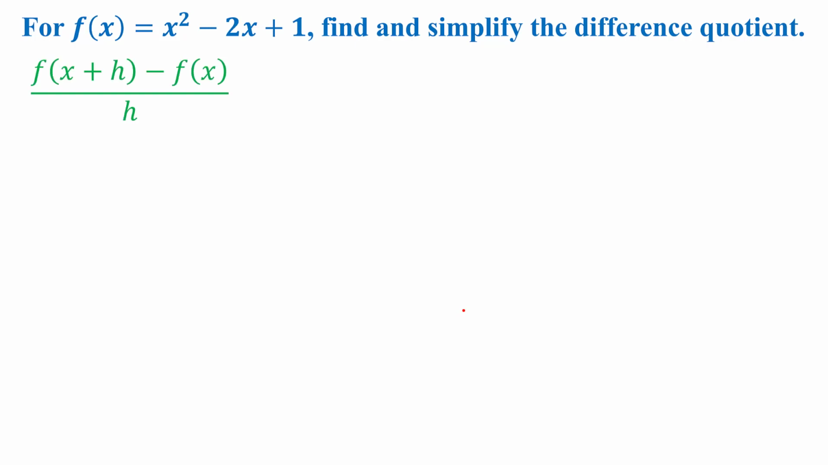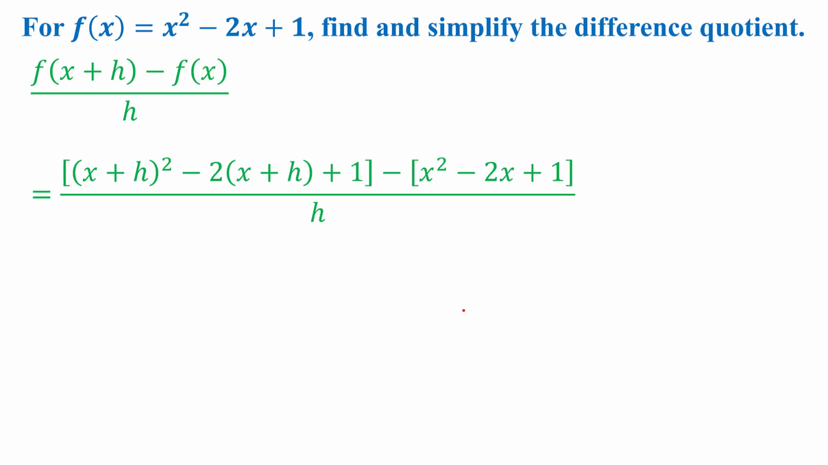Okay, so I'm going to start with the difference quotient here, which would be f of x plus h minus f of x over h. I'm going to replace f of x plus h with, so right here, this is going to be our f of x plus h. And what I'm doing here is I'm looking at f of x, and wherever I have an x, I'm going to replace that x with x plus h in parentheses.